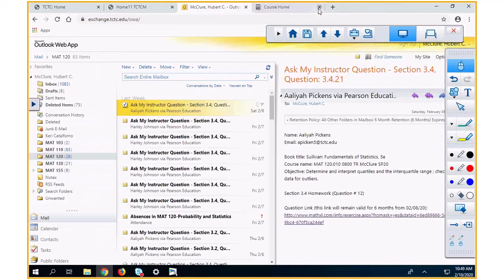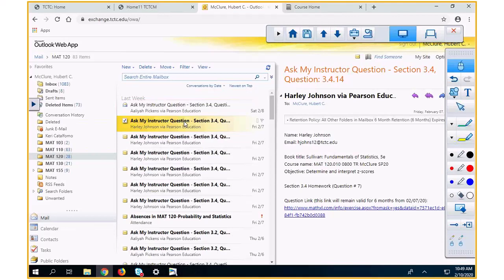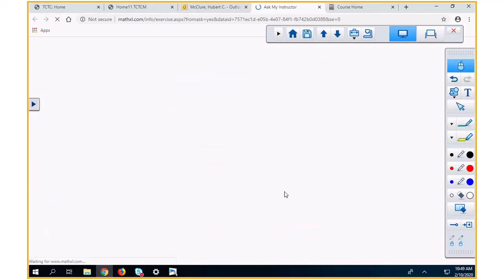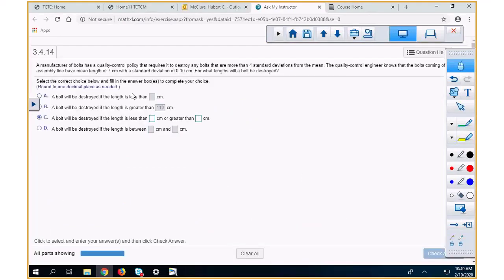All right, this is 3.421. So that's 14.7. Let me delete this one. 14.7. Manufacturer of bolts has a quality control policy, requires to destroy blah, blah, blah. 4 standard deviations from the mean. So that means we got to draw the curve. But let's see what it says.